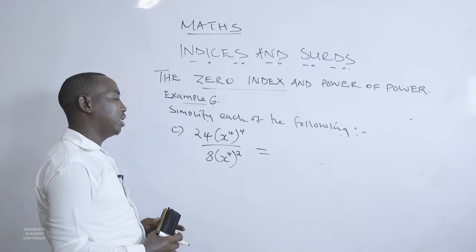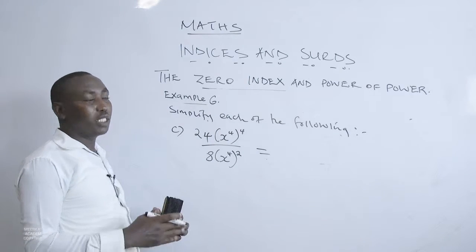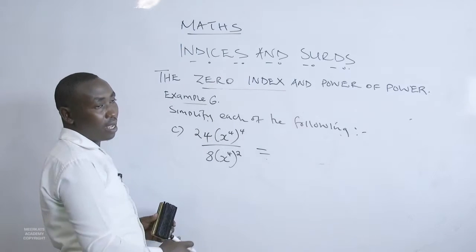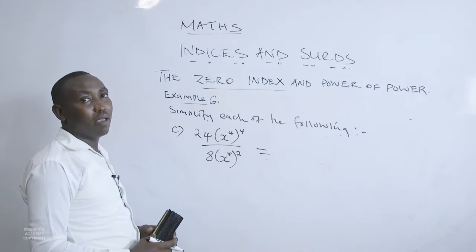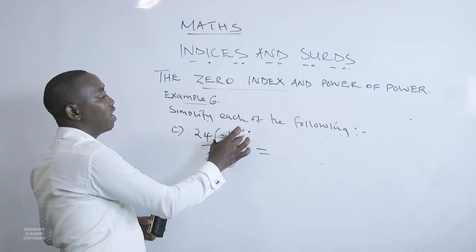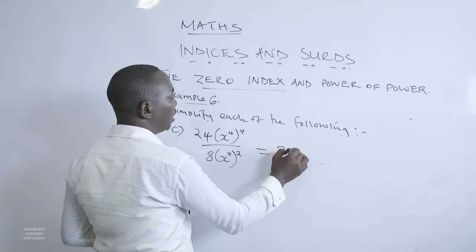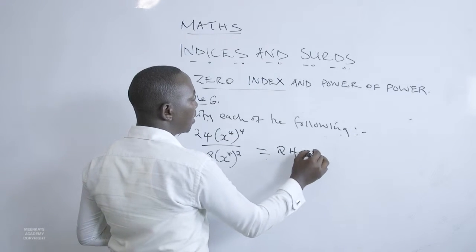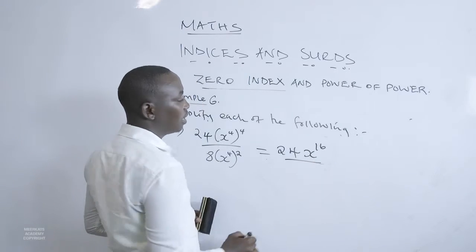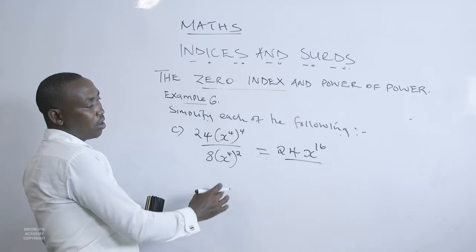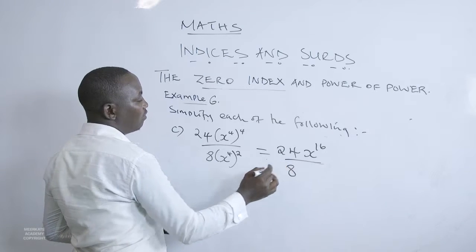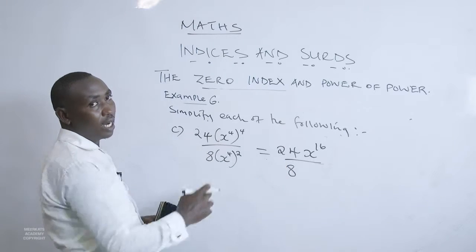where we are having x raised to 4, raised to the power 4. Because it's a power over another power, we are going to multiply the powers. So that shall be 4 by 4, which will give us 16. So in the numerator, we're going to have 24 x raised to the power of 16, divided by, in the denominator, we have 8 x raised to 4 raised to 2.